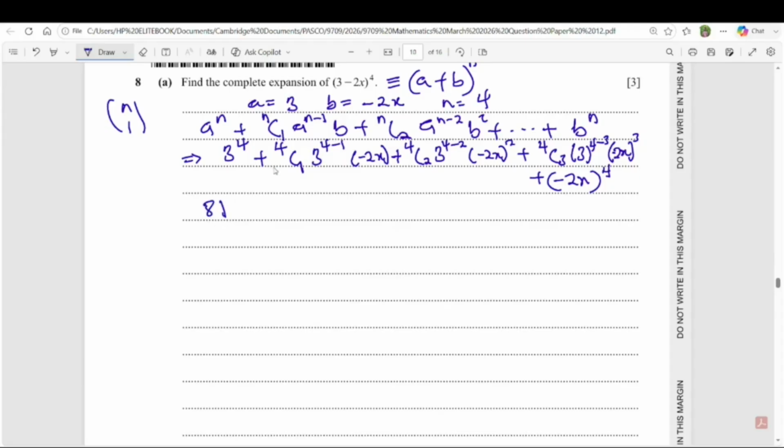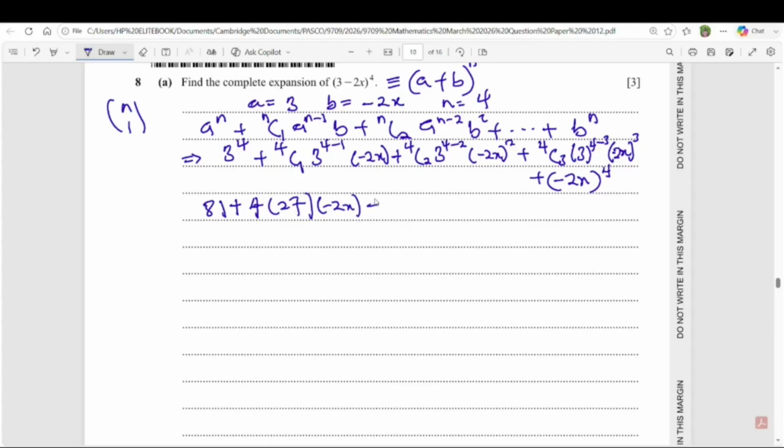And then 4 combination 1 is 4, because any number combination 1 is a number itself. And then this is 3 exponent 3, since 4 minus 1 is 3. So 3 exponent 3 is 27. So 4 times 27, and over here we have times negative 2x.